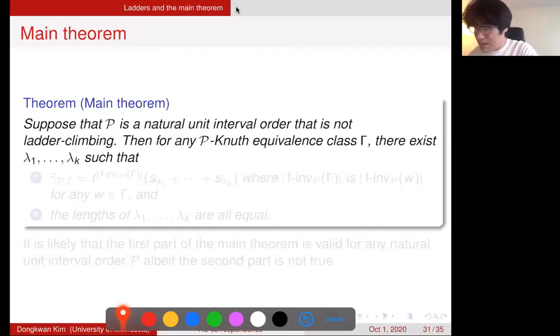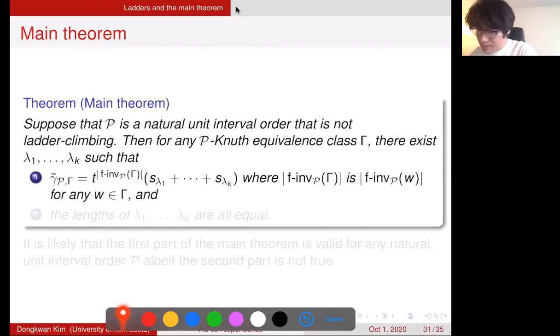And for any P-Knuth equivalence class gamma, there exists a partition lambda 1 to lambda k such that this one is just the sum of the Schur functions corresponding to these lambdas. And this is the constant for each equivalence class, so you don't need to worry about it. And the lengths of these partitions are all equal.